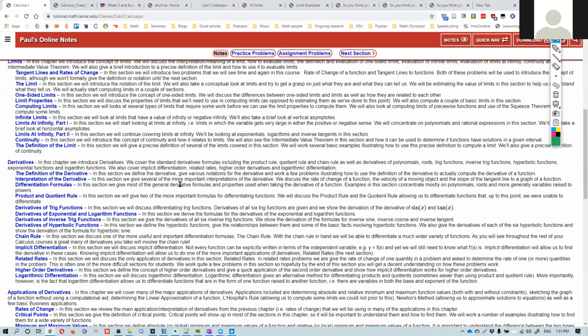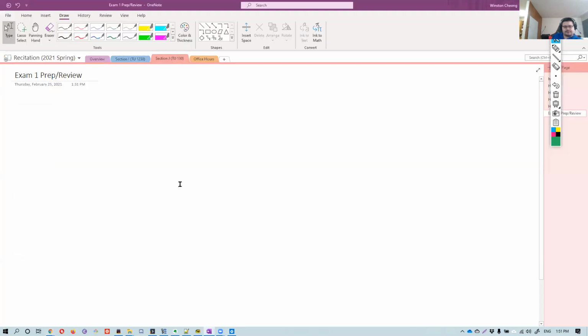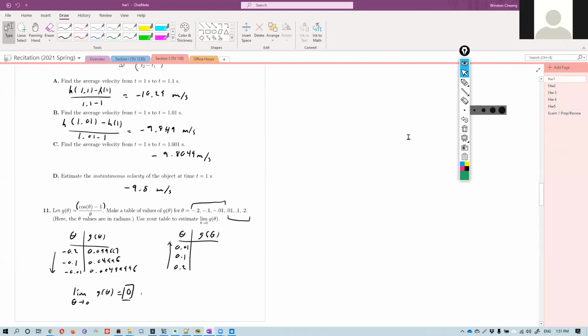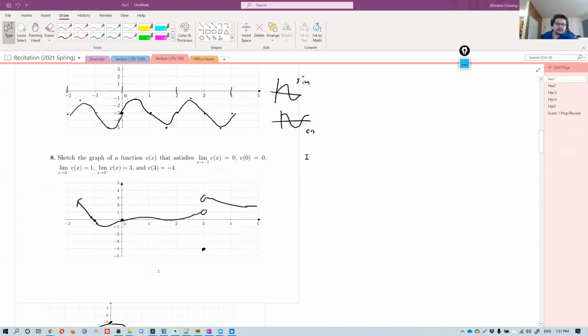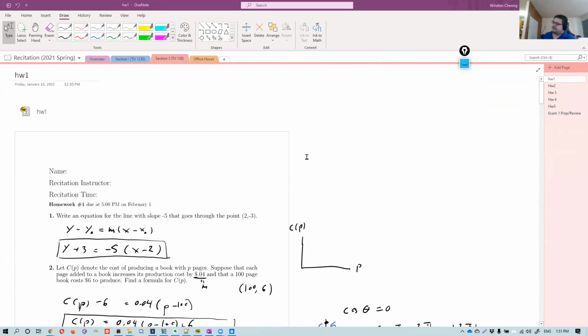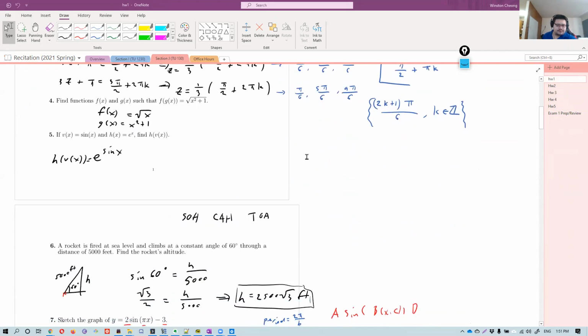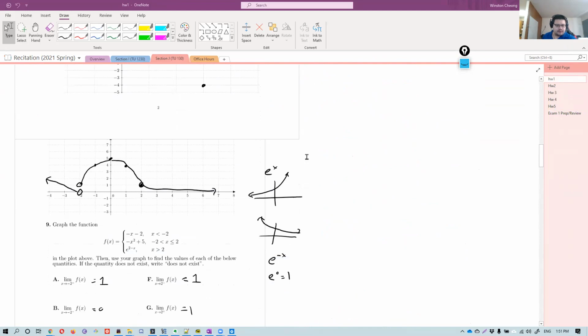I guess maybe we could go over some limit stuff. The stuff from the very first things that we were doing, with the graphs and the limits, asymptotes, and the limit laws. Asymptotes is more or less a visual thing. Limit laws.